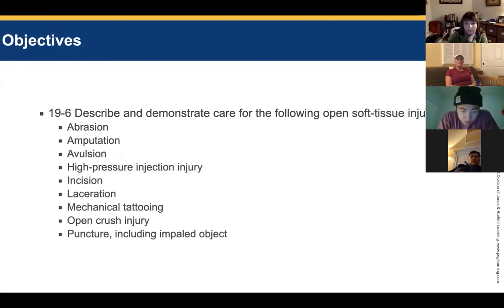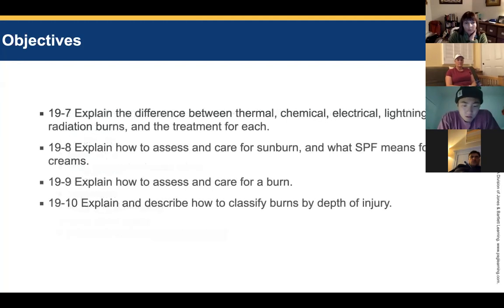Abrasions, amputations, avulsions, high pressure injury, injection injury, incisions, lacerations, mechanical tattooing, open crush injury, puncture, including impaled objects. Explain the difference between thermal, chemical, electrical, lightning, radiation burns, and treatment for each. Explain how to assess and care for sunburn and what SPF means and creams. Explain how to assess and care for a burn. Explain how to classify burns by depth of injury.